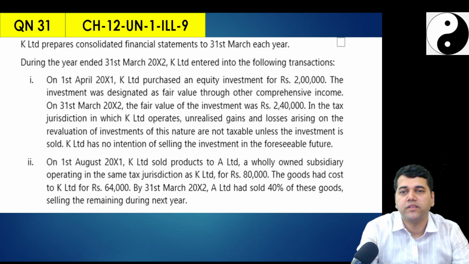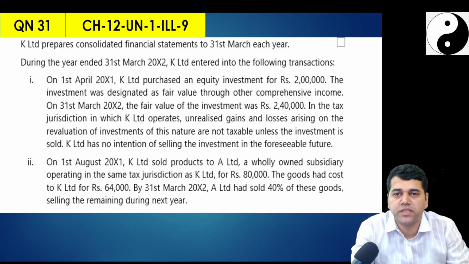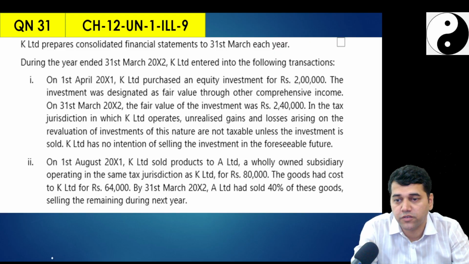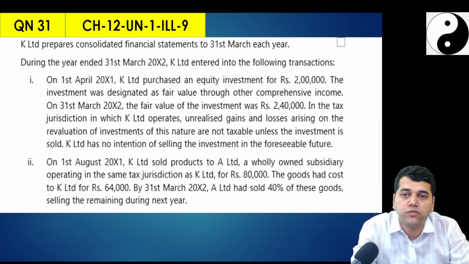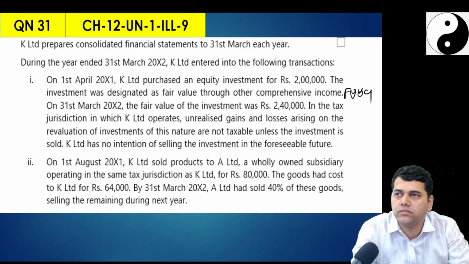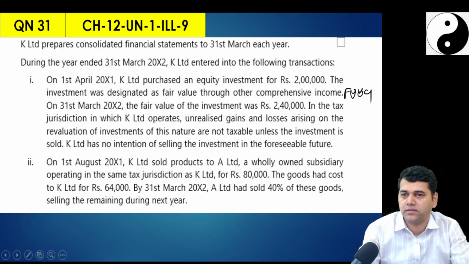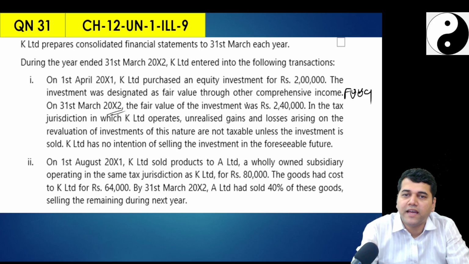K Limited prepares the consolidated financial statement. They purchased an equity investment of 2 lakh rupees on 1st of April. Now the investment was designated at FVOCI. On 31st March 2012, the fair value of the investment is 2 lakh 40.